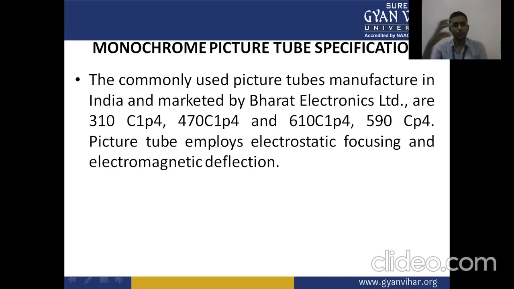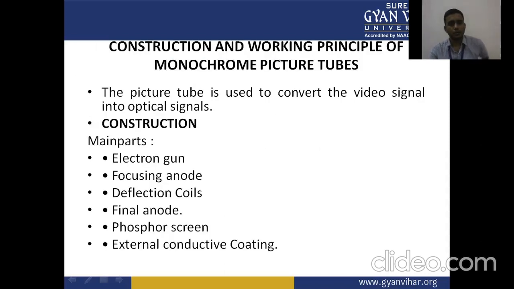This means the electron beam is focused onto the target, our phosphor screen, and the electromagnetic deflection is used to maintain the horizontal and vertical deflection of the electron beam. In the next section, we have the construction and working principle of the monochrome picture tube. The picture tube is used to convert the video signal into optical signals.